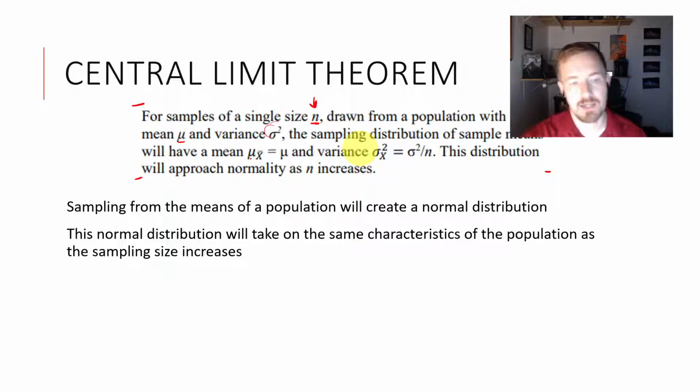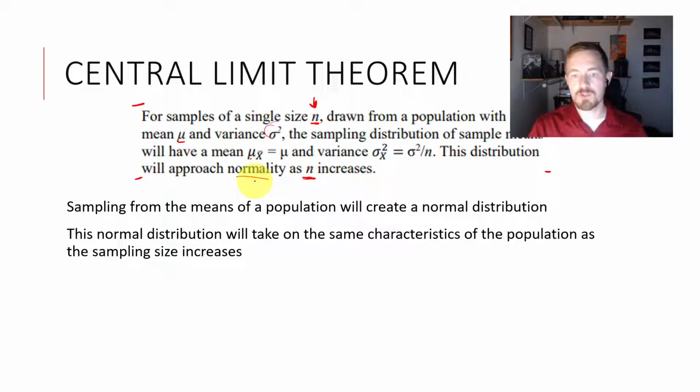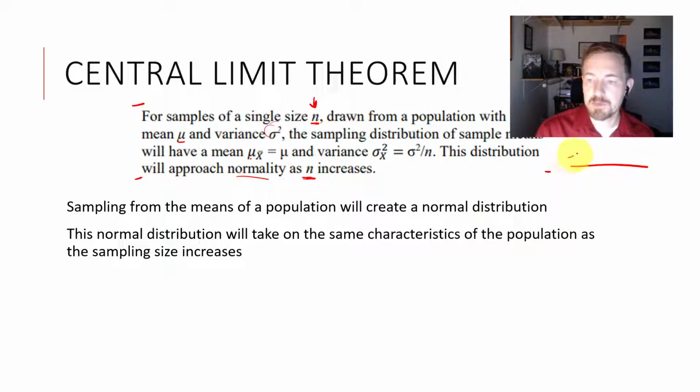Basically, what we're saying is that for samples of a single size n drawn from the population, the more we sample, the closer it gets to normality. As we increase the sample, we're getting closer and closer to a distribution that looks like this. It looks like our normal distribution. So that's one part of it.